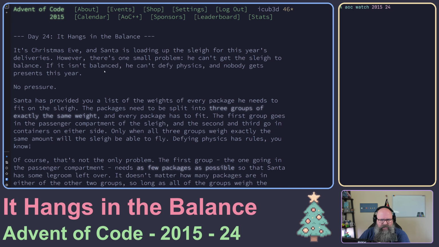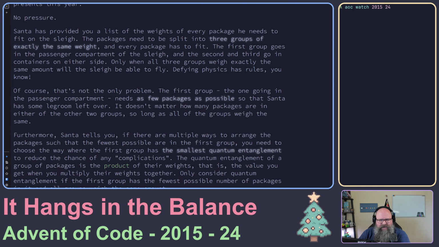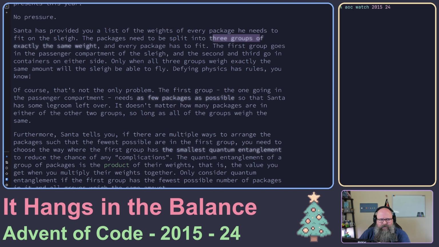The packages need to be split into 3 groups of exactly the same weight. And every package has to fit. The first group goes in the passenger compartment of the sleigh, and the second and third go into the containers on either side. Only when all 3 groups weigh exactly the same amount will the sleigh be able to fly. Defying physics has rules, you know.